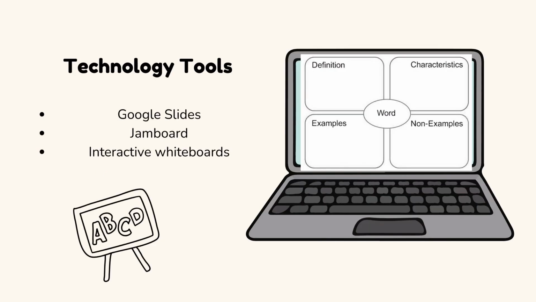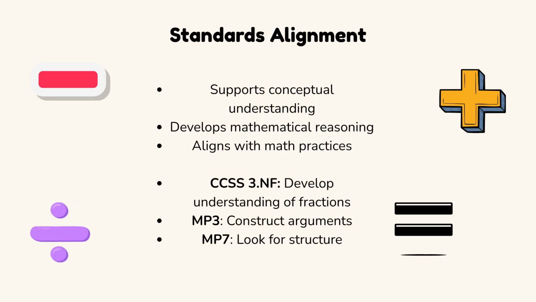The Frayer model can also be enhanced using technology. Students can create digital versions using tools like Google Slides, Jamboard, or interactive whiteboards, which allows for collaboration and makes student thinking visible. This strategy aligns with important math standards. For example, it supports CCSS 3.NF, which focuses on developing understanding of fractions. It also connects to mathematical practices such as constructing arguments and looking for structure.